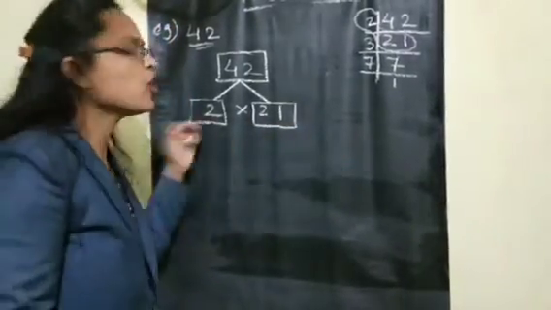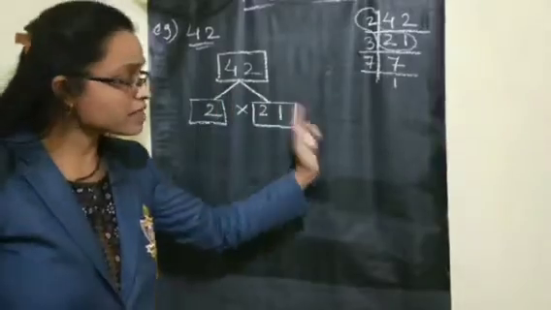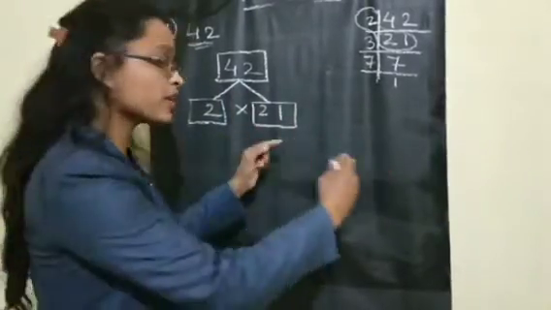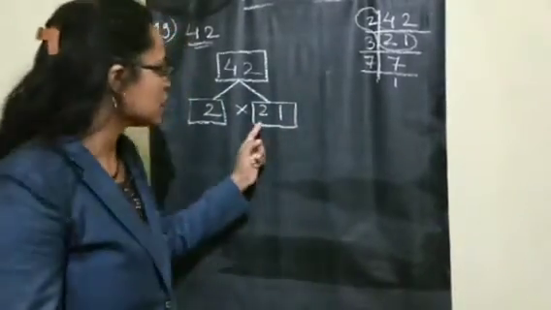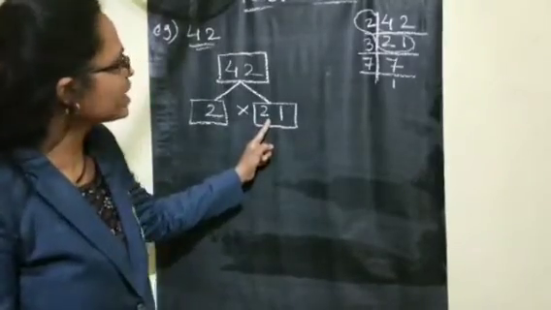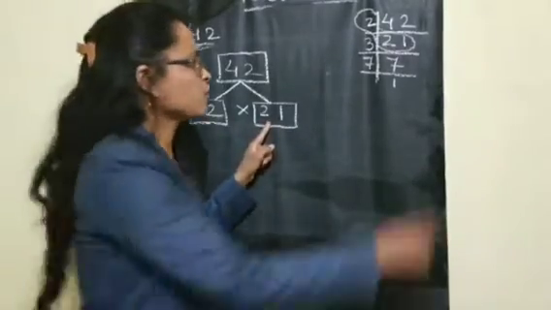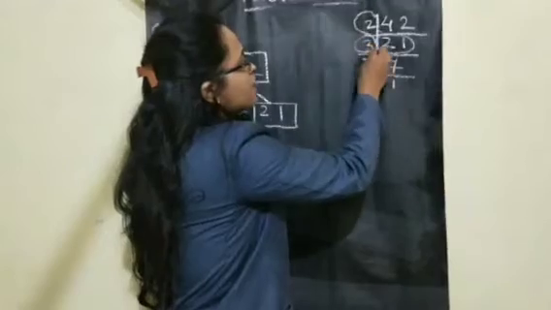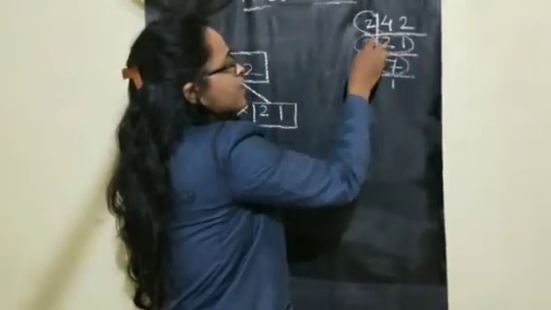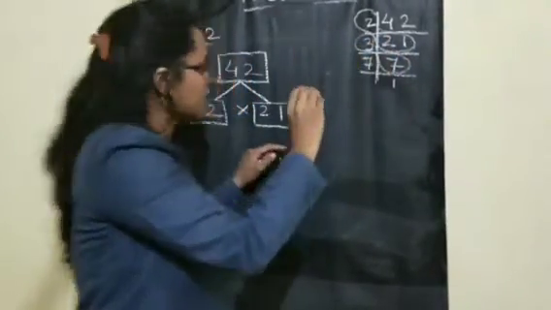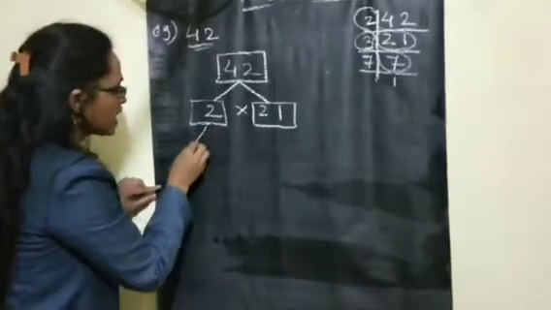Maybe the right side or maybe the left side, but only one side you go on writing, so you can go on splitting that number. Now here again 21, how can we write it, children? 21 we can write 3 multiplied by 7. 3 7s are 21.